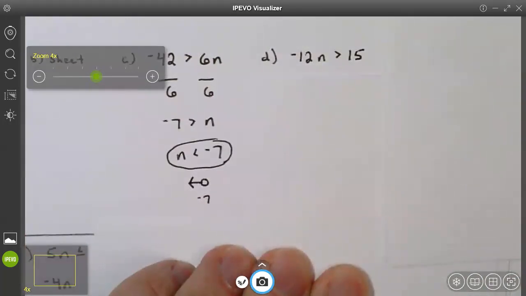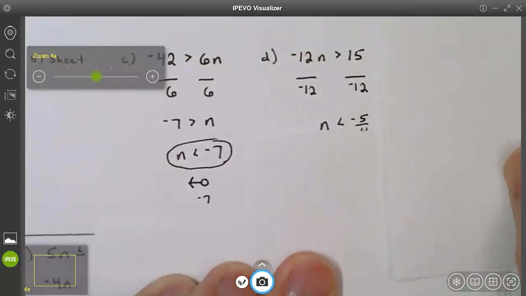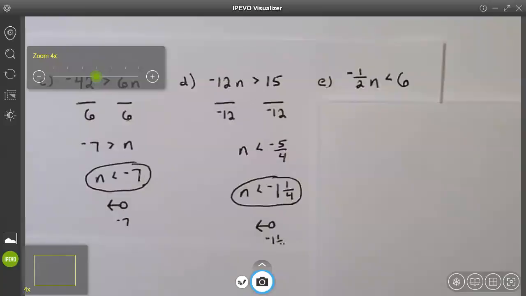On D, to get rid of times negative 12, we divide by negative 12. As soon as I say divide by negative, I'm going to flip that symbol from greater than to less than, and I get n is less than negative 5/4. My variable's on the left, which is fine, and I change negative 5/4 to the mixed number, negative 1 1/4. Negative 1.25 would also be correct. You can try E.